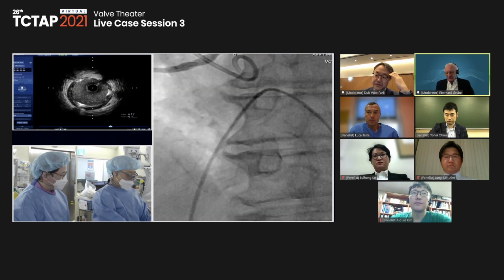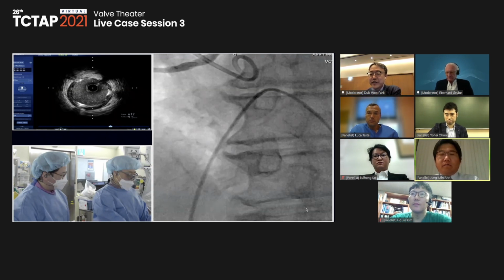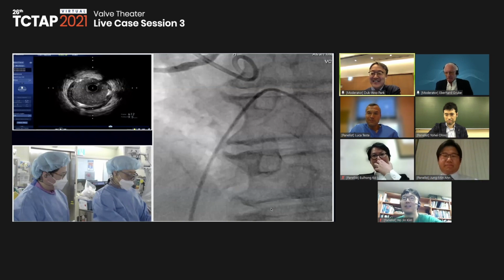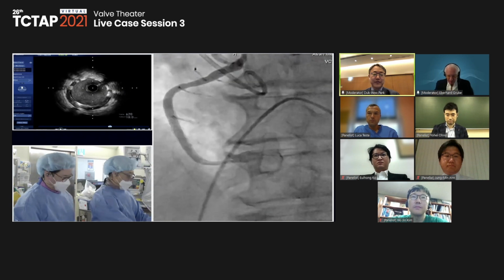Nevertheless, I accept, of course, this approach in order to save contrast. Okay, great. And Dr. An and Jung-Min, do you have any comment for this case? No comment. No further comment. Okay, got it. From this point to the end, for the last 6 or 7 minutes, we will show our routine TAVR procedure, and then we will have another discussion time.